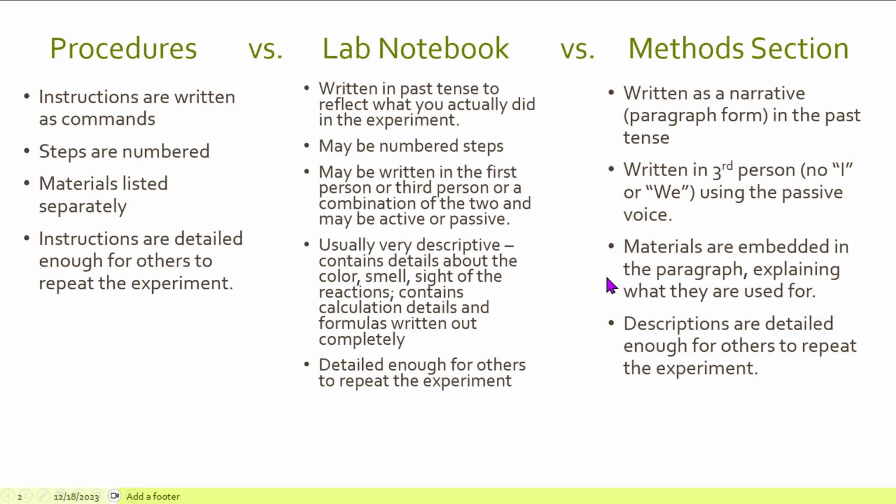So the materials typically are embedded in the paragraph instead of listed separately like they can be in the procedure or in the laboratory notebook. And you'll explain in the paragraph what they're used for. And so we'll see an example of this as well. And then the descriptions also are detailed enough for others to repeat the experiment, although if they've been published previously, it might refer you to a previous publication.